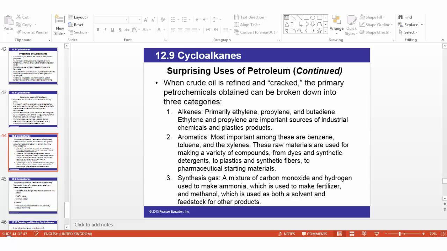Aromatics, most important among these are benzene, toluene, and xylenes. These raw materials are used for making a variety of compounds, from dyes and synthetic detergents to plastics and synthetic fibers to pharmaceutical starting materials. So these aromatics are important in industry. Synthesis gas, a mixture of carbon monoxide and hydrogen, is used to make ammonia, which is used to make fertilizer, and methanol, which is used both as a solvent and feedstock for other products.